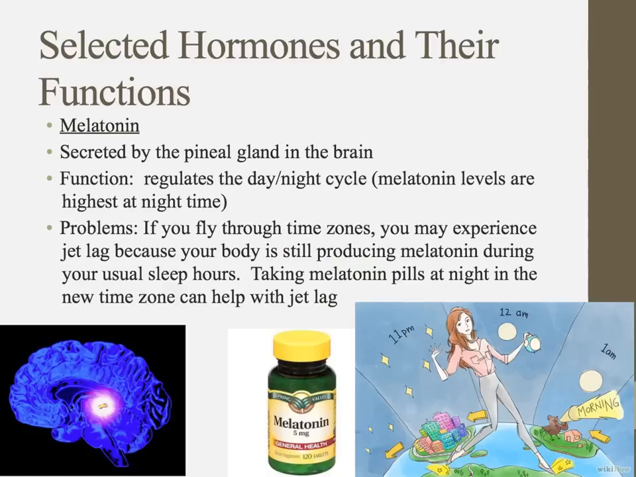Okay, our next example here is melatonin. Melatonin is secreted by the pineal gland, this super small gland tucked deep within your brain. Its function is to regulate our day-night cycle, also known as our circadian rhythm. In the nighttime, when there's no daylight, the pineal gland increases the melatonin levels. Those melatonin levels help us to fall asleep, and we secrete less melatonin during the day so that we're not so sleepy.